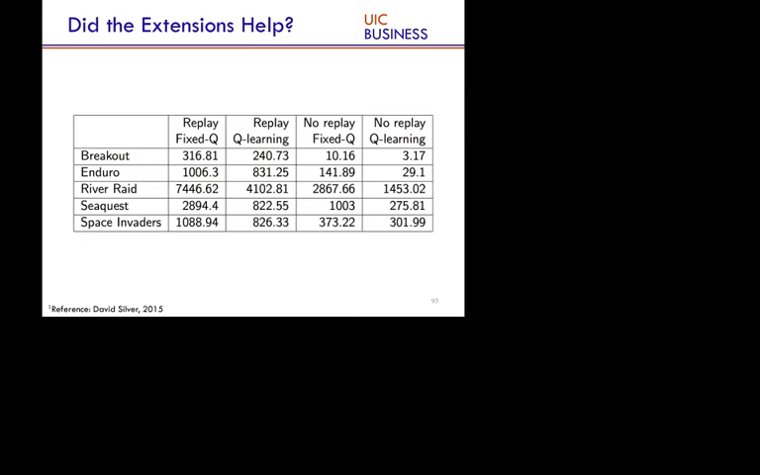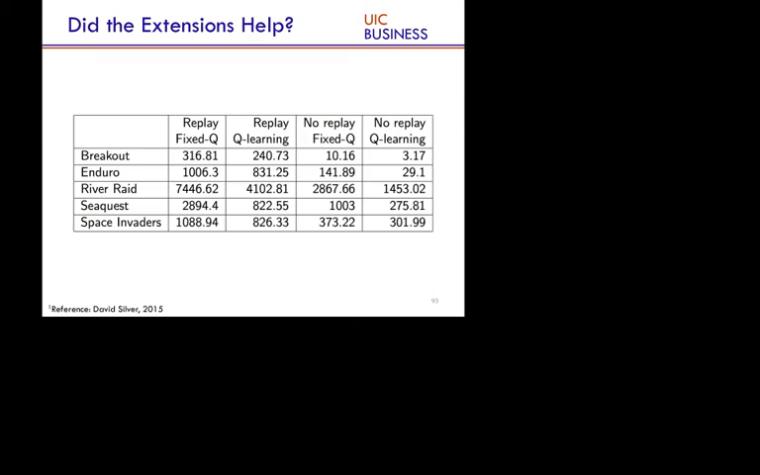So when they just did Q learning with fixed Q, they got improvement over not having it. This is the vanilla Q learning. Then when they added the fixed Q version, they got an improvement. When they added replay for Q learning, they got some more improvement. When they added both, they got several orders of magnitude improvement.